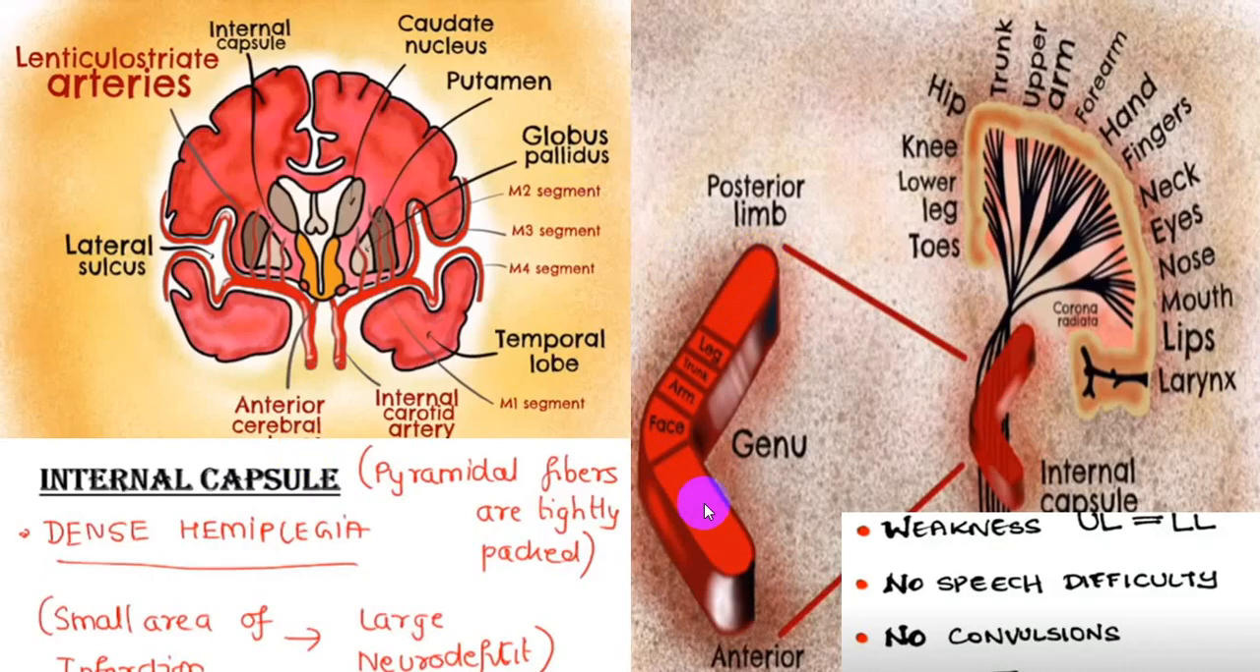So the internal capsule is a very important area because all the pyramidal tracts are in a very small, compacted area. So you will have a dense hemiplegia. Upper limb and lower limb will be almost equally, severely involved, with hemisensory loss on the same side as the hemiplegia. Along with that, you can have a homonymous hemianopia. That is also very, very common. So together, when you get those findings, you should suspect internal capsular lesions.